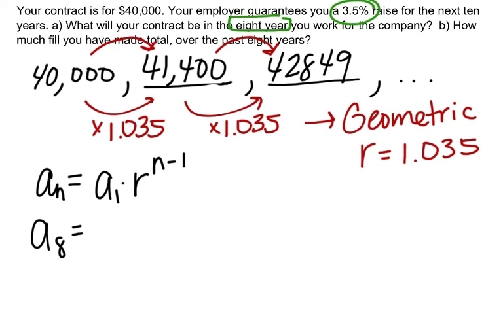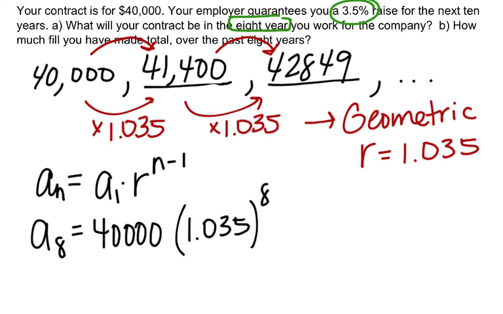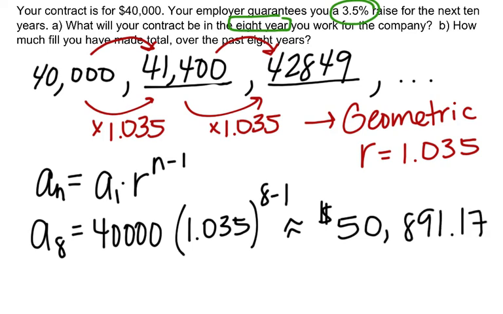Well, our a sub 1 is 40,000, the first term of the sequence. r is 1.035. And then we'll raise that to the 8 minus 1 power, or the 7th power. So the 8th year I work for the company, my contract amount is going to be $50,891.17 if you round to the hundredth. So there's our answer for part A.